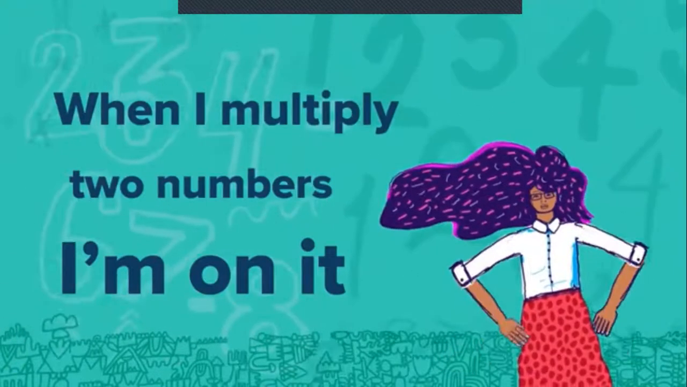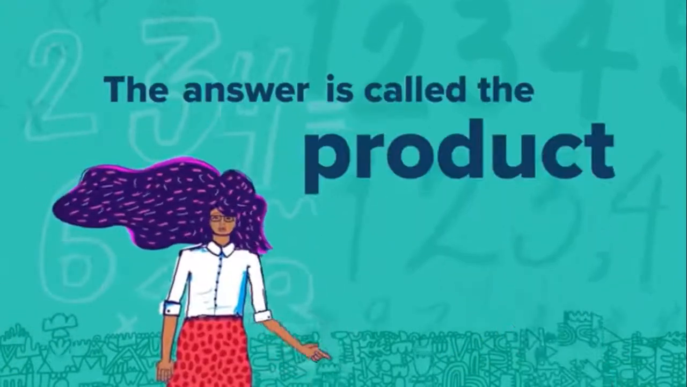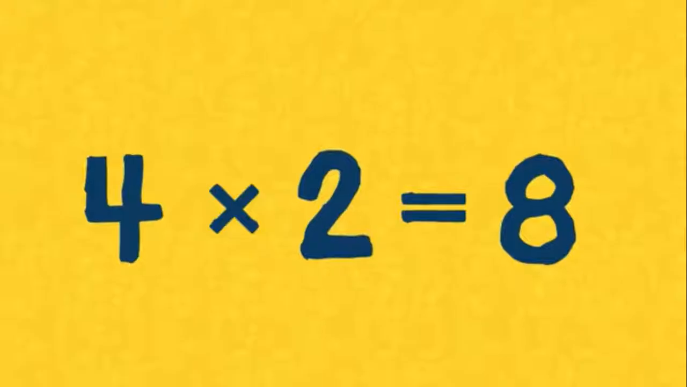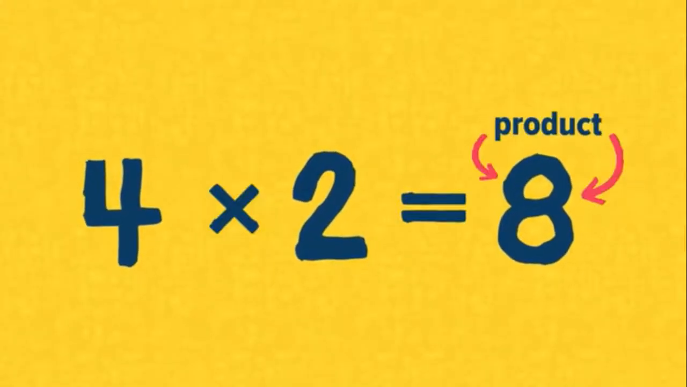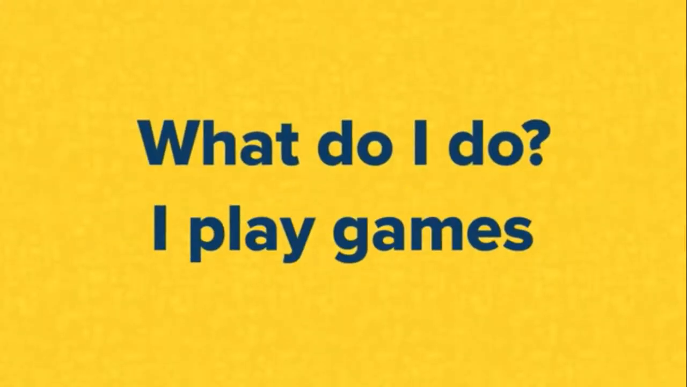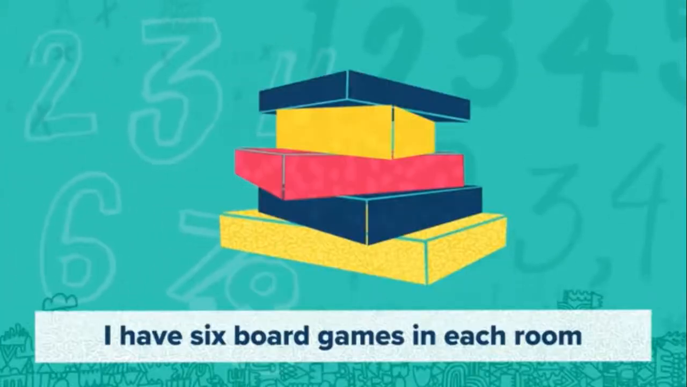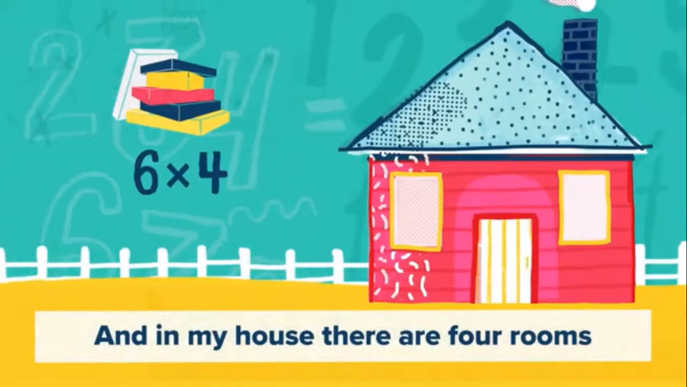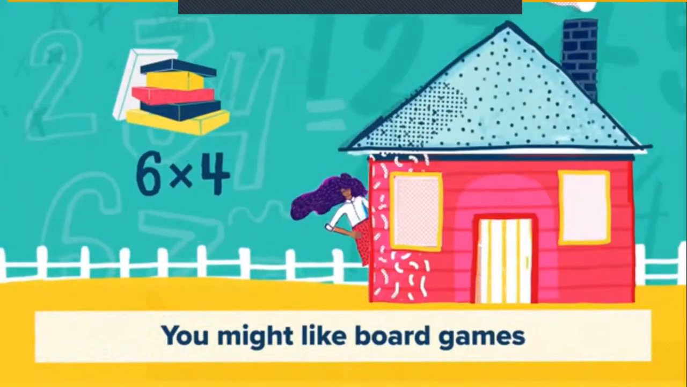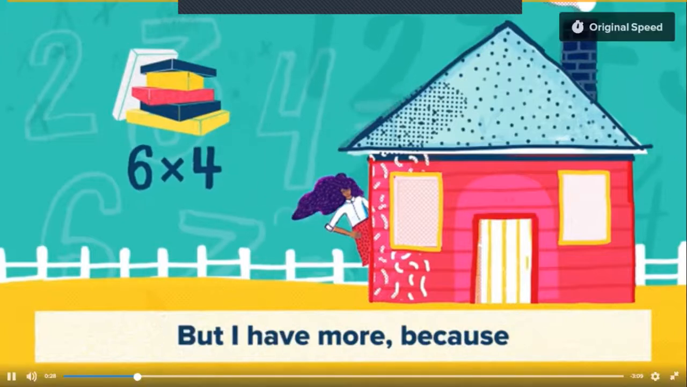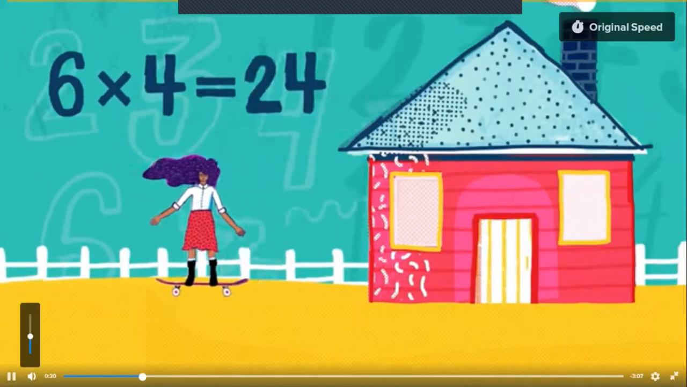When I multiply two numbers, the answer is called the product. So 4 times 2, the product is 8. What do I do? I play games. I have 6 board games in each room. And in my house, there are 4 rooms. You might like board games, but I have more because 6 times 4 is 24.